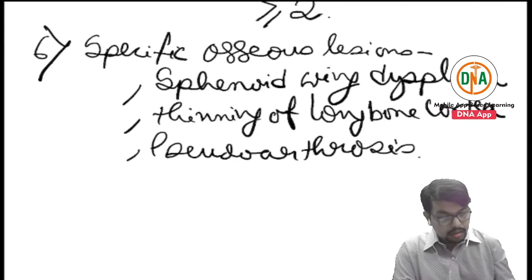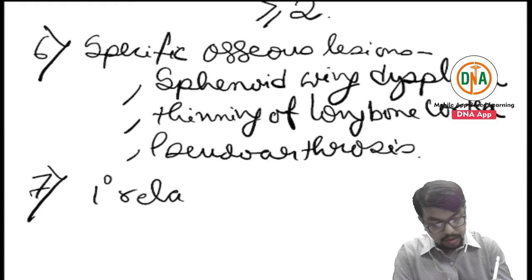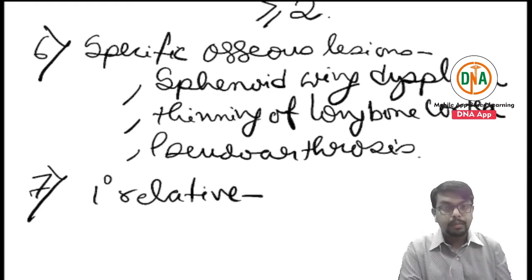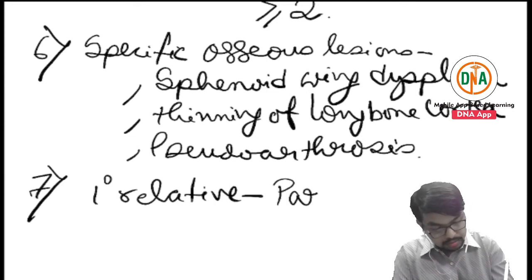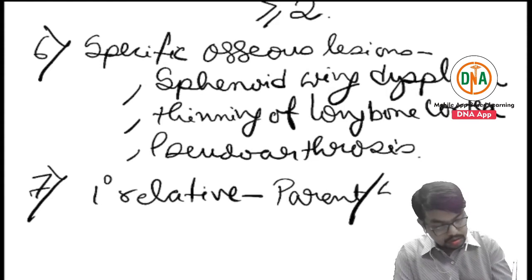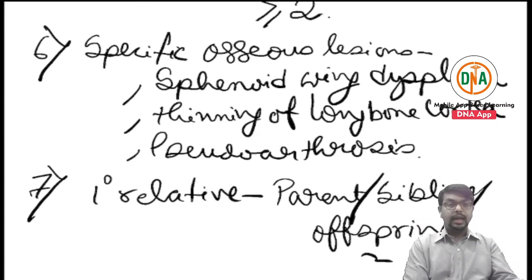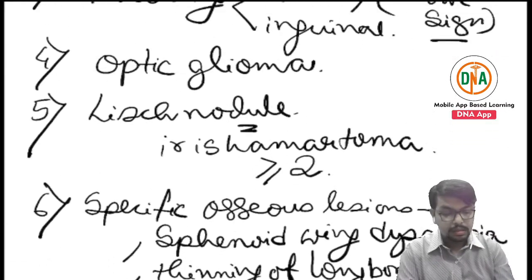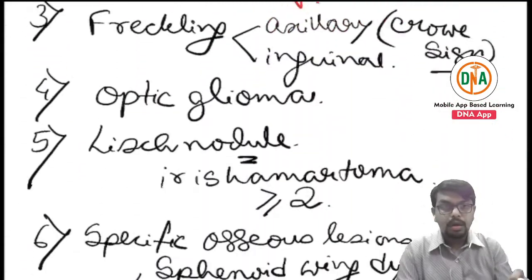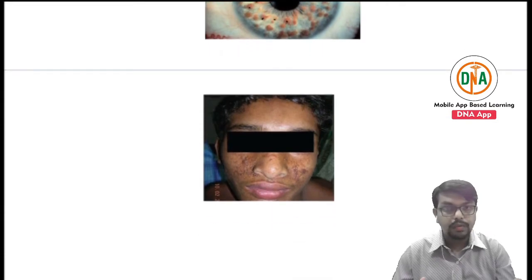And last is a first degree relative having neurofibromatosis. Who are first degree relatives? They are parent or sibling or offspring. So these are the 7 diagnostic criteria. Among them, if 2 or more are present, then this is diagnostic for neurofibromatosis. The most common phakomatosis is neurofibromatosis.